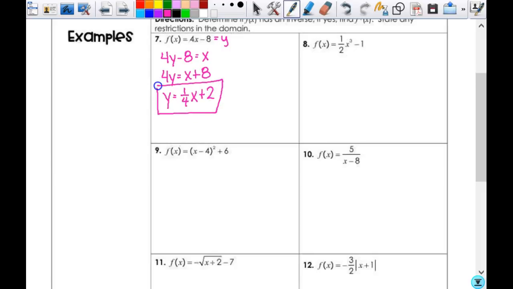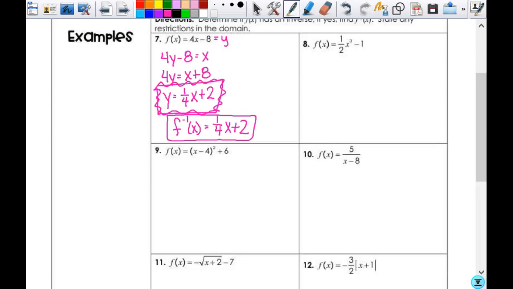So the directions said to find it, but I needed to rewrite it. I should have made this f inverse of x equal to 1/4 x plus 2. This is how I really should have written it, and shouldn't have my box around that. There we go. And then it also says to state any domain restrictions. The domain of f of x was all real numbers. The domain of its inverse is all real numbers because they're both linear, and that's it.